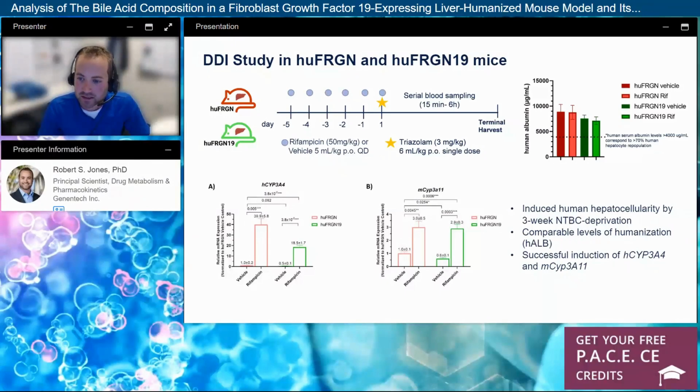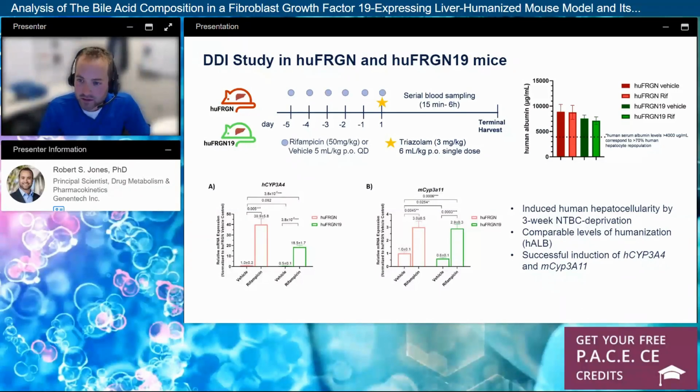So this induced human hepatocellularity by 3 weeks of NTBC deprivation. NTBC is a drug that we administer throughout the development of this mouse model, given that they're very sick. We want to make sure that they have complete murine hepatocyte ablation.